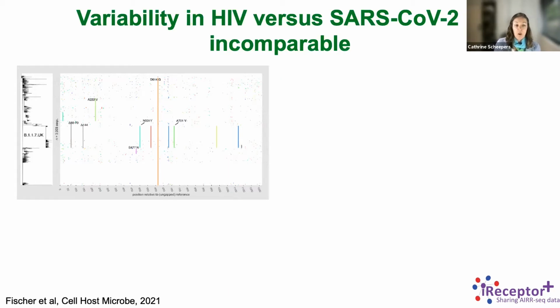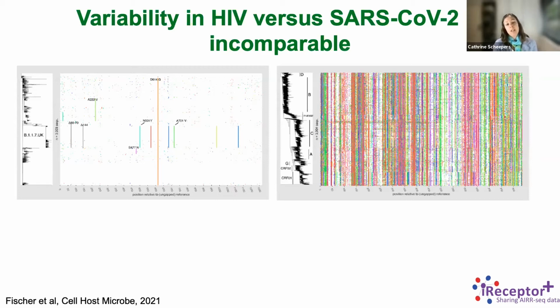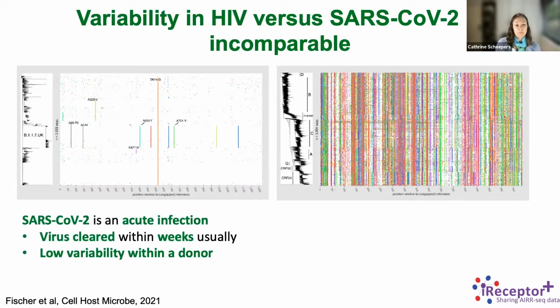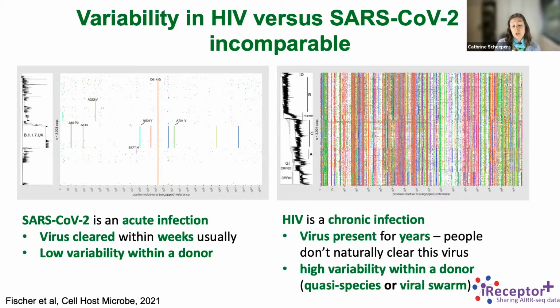This is fairly low compared to what we see with HIV. So this is the same plot looking at genetic diversity within globally circulating HIV strains. SARS-CoV-2 is an acute infection, and so the virus is cleared really quickly within weeks, and so we see really low variability within a donor. And this is in contrast to HIV, which is a chronic infection. So the virus persists for many years and people don't naturally clear the virus.